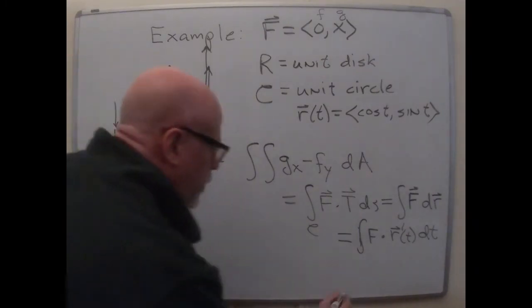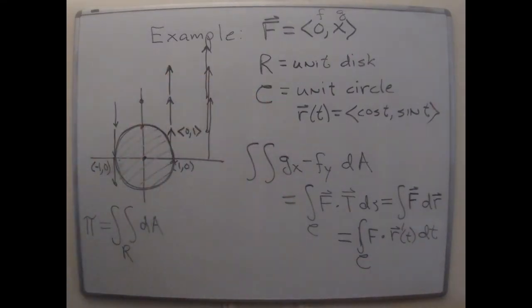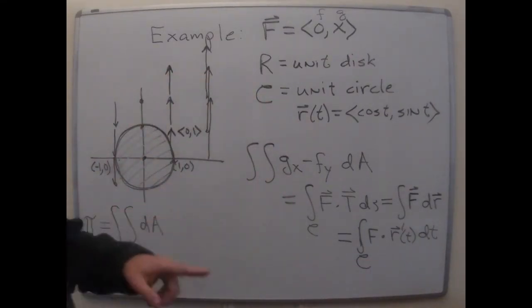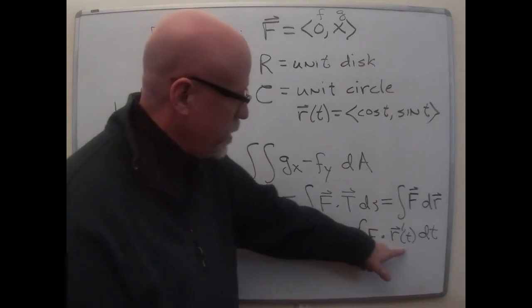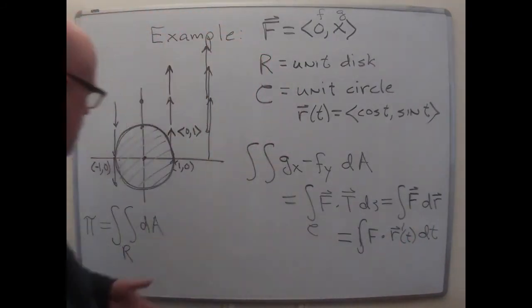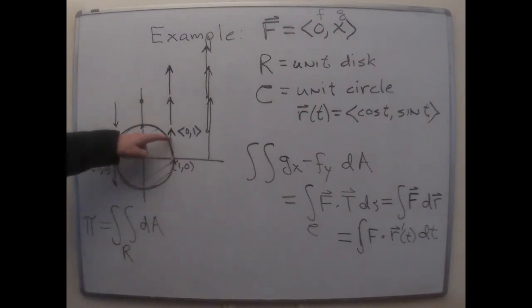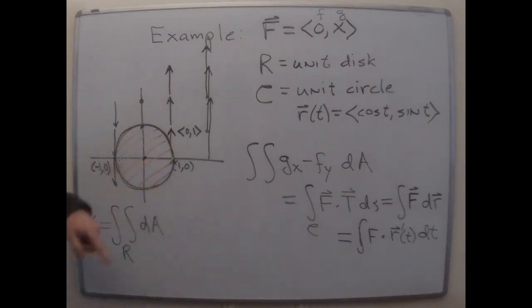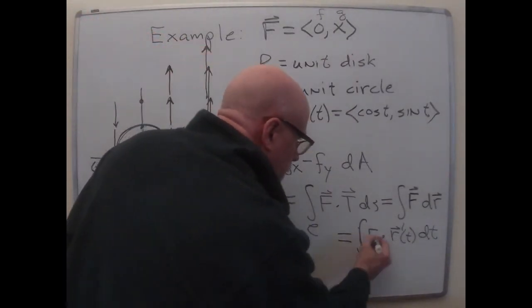That integral is also done over the circle. Actually, since we've changed this to an integral where t is the variable, we can think about the t limits for that. We would go from 0 counterclockwise around the circle and back to that same location, but that's 0 to 2 pi.